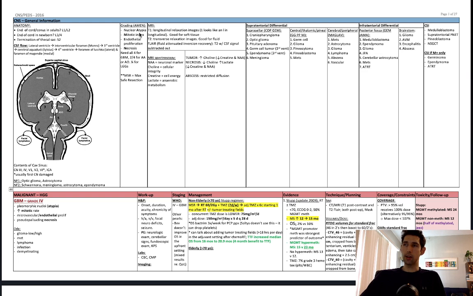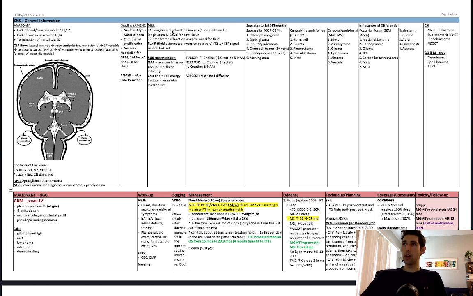Grading, this is not so much done anymore, but just be aware of it. The four features are nuclear atypia, mitotic index, endothelial proliferation, and necrosis. You need all 4 for GBM, 2 out of 4 for anaplastic astrocytoma or astro-oligodendroglioma, and 1 out of 4 for low-grade gliomas. MSR equals maximum safe resection.